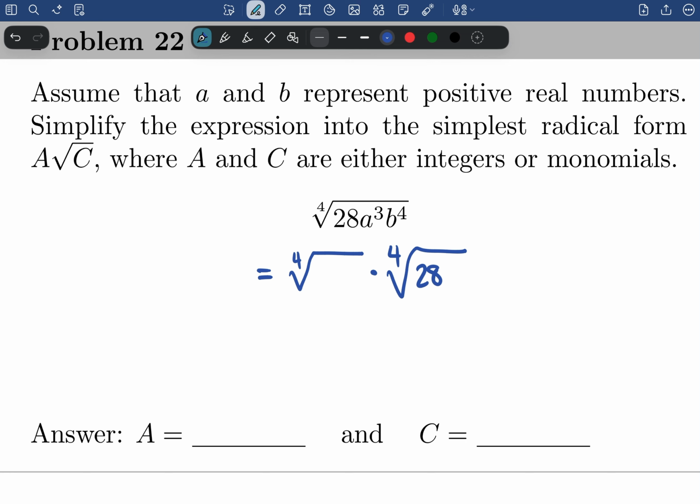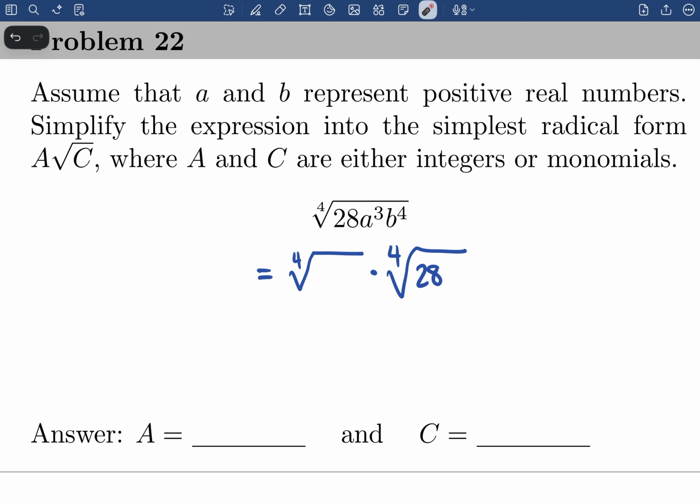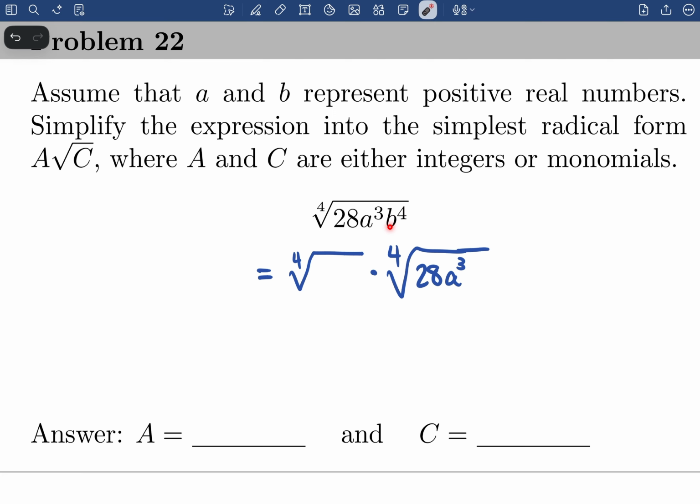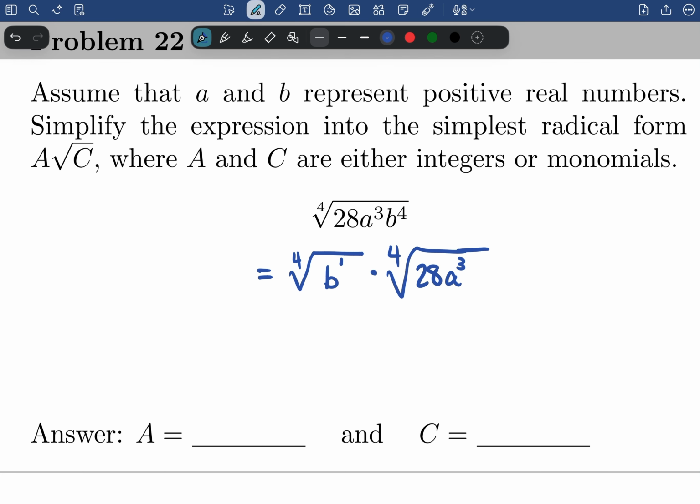Next, I think about a cubed. Well, this power of 3 is less than the index value. So I'm going to put a cubed over here in the leftovers. And then b to the fourth, that is a perfect power of the index 4, right? So I can put b to the fourth in this first box right there.